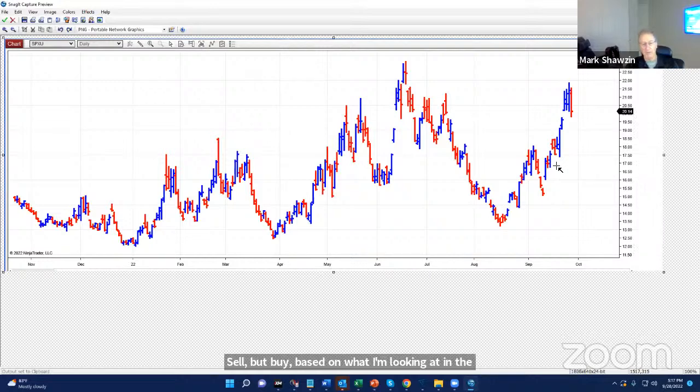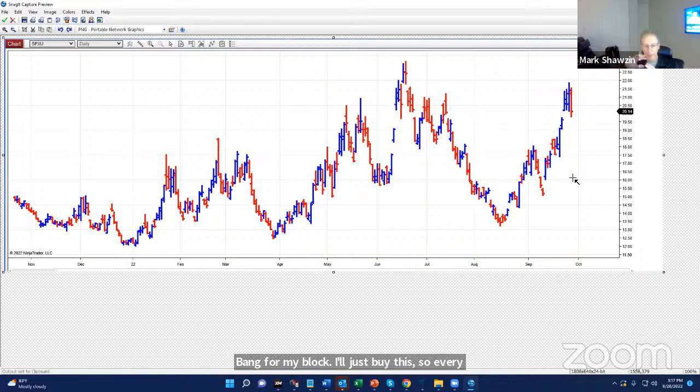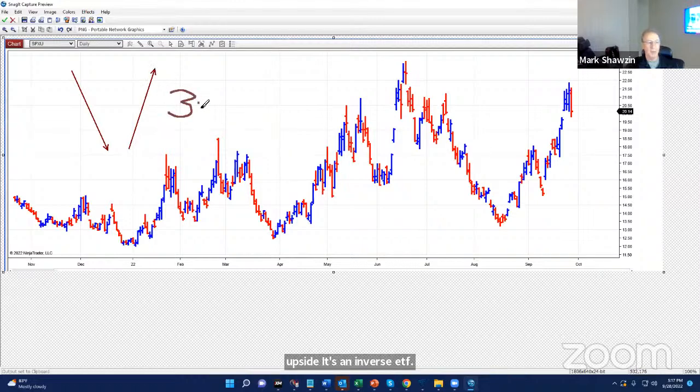If I think the S&P is going down and I want 3-times bang for my buck, I'll just buy this. So every time I think there's going to be a big move in the S&P on the downside, you want to buy this on the upside. It's an inverse ETF. So if the S&P is going down, this is going to go up, and it's going to go up 3 times as much. So if the S&P is down 1%, this will be up 3% for the day.